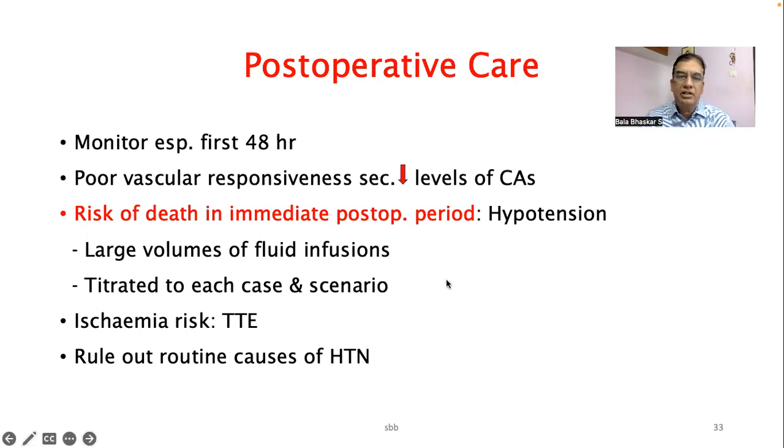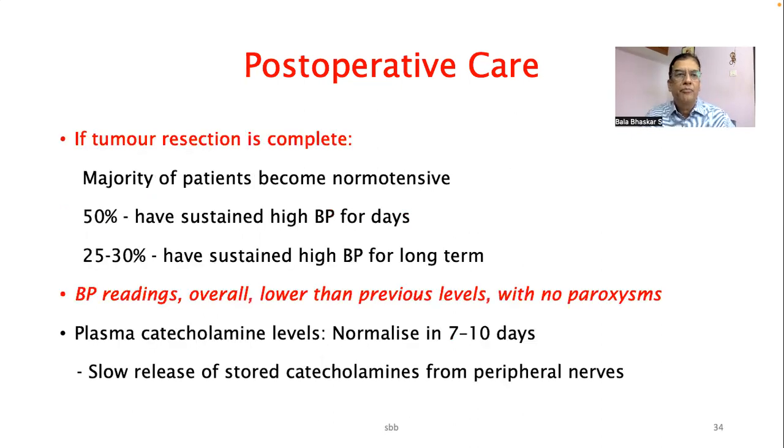So we have to monitor, apart from the usual non-invasive monitoring, blood pressure, ECG, temperature, and pulse oximetry. Transthoracic echocardiography would be advisable for the patient to monitor the heart and the volume status. And we can also always rule out the usual causes of hypertension like pain, the position of the patient, and other things.